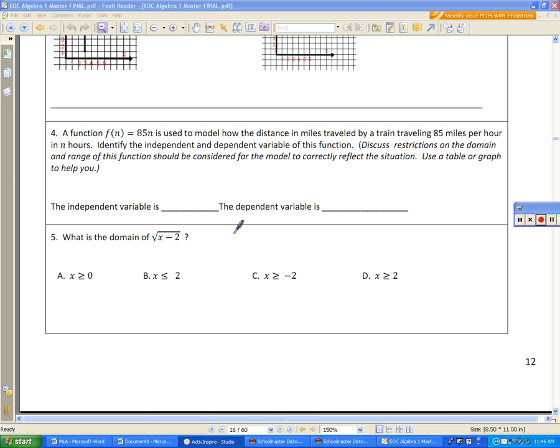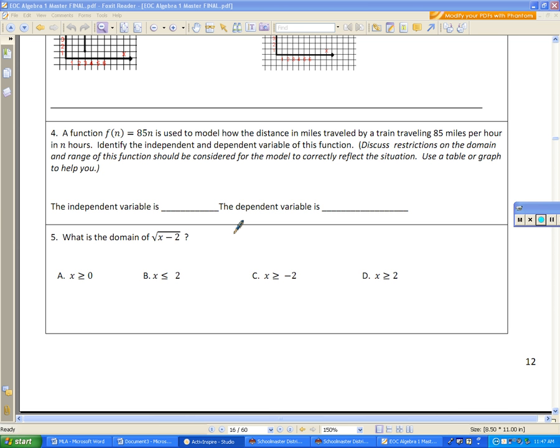Okay? So for number one today, the independent variable is time, and the dependent variable is distance. Okay? Any questions about that?